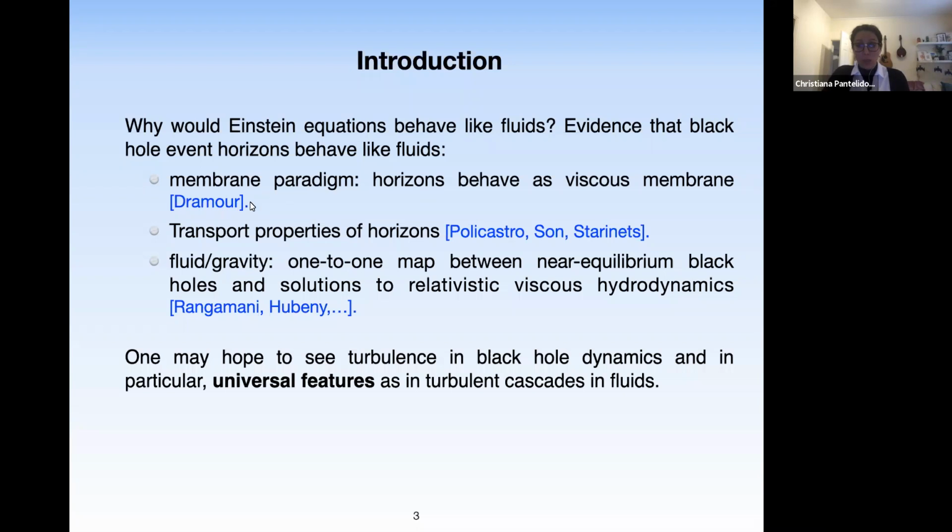Later on, within the context of holography, we had various very interesting results, starting with the one by Policastro, Son, and Starinets, where they computed the shear viscosity from a black brane horizon. Since then, we have been able to calculate quite a few transport coefficients through horizons.